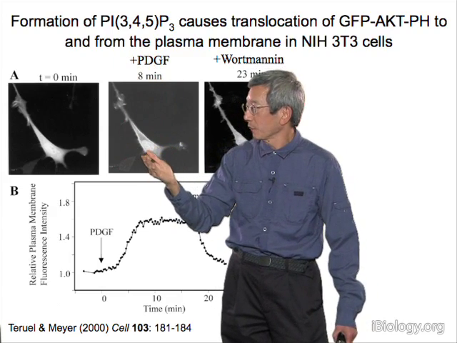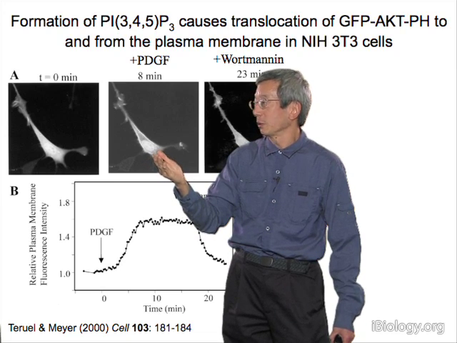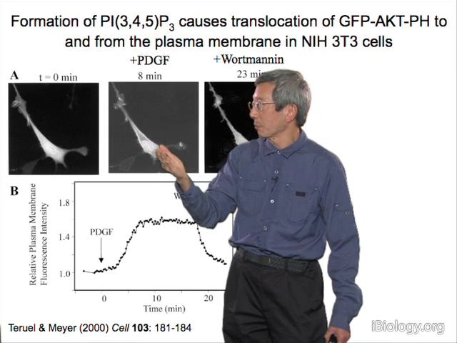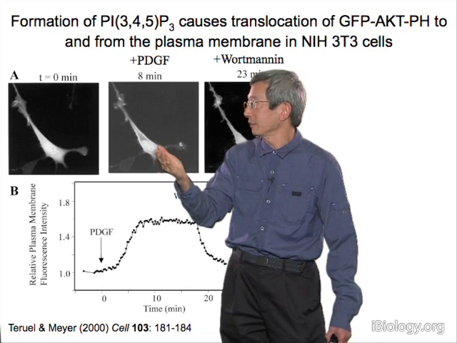So when you look carefully at this micrograph, you will see that the GFP is not completely, but to a large extent, jumped over to the plasma membrane and lit up the plasma membrane and left the inside of the cell a little bit denuded of protein, somewhat denuded.